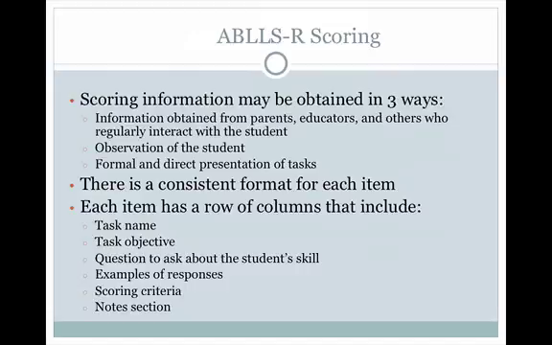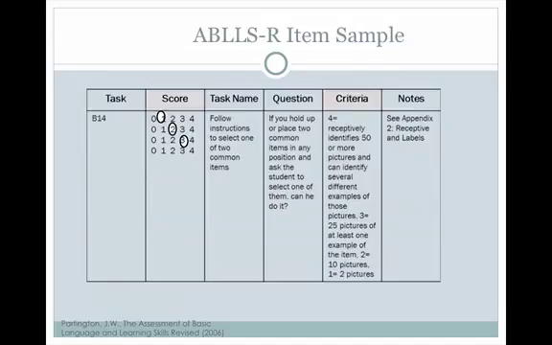Each item has a row of columns that includes the task name, what questions you would ask about the student's skill, examples of those responses, and scoring criteria. This is an example of task B14, following instructions to select one of two common items. And the question you would ask is, if you hold up or place two common items in any position and ask the student to select one of them, can he do it?